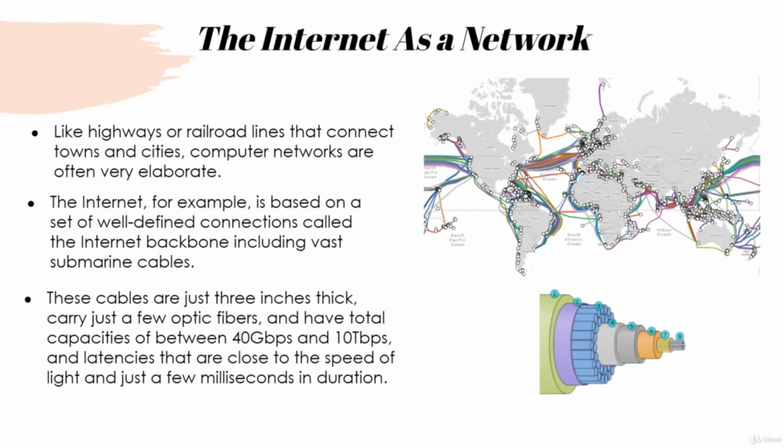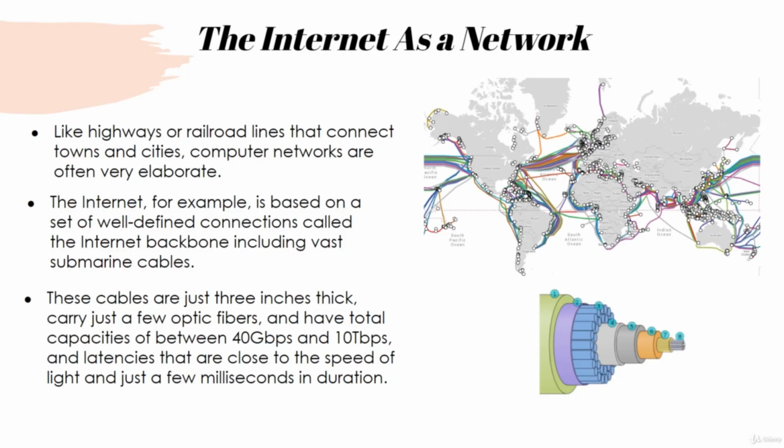And so let's look at the internet as a network. Just like highways or railroad lines that connect towns and cities, countries, states, whatever that may be, right? Computer networks are often very elaborate, and they're all connecting networks all around the world. And so the internet, for example, is based on a set of well-defined connections called the internet backbone, and it includes a vast set of submarine cables under the oceans.